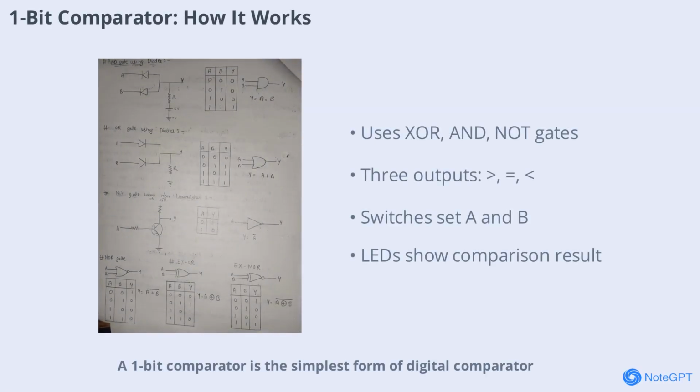The 1-bit comparator is the simplest form of digital comparator. It compares two single bits, A and B. The circuit uses basic logic gates like XOR and NOT to determine the relationship between these bits. For example, if both A and B are 0 or both are 1, the output A equals B will be high, indicating equality. If A is 1 and B is 0, the output A > B will be high, and if A is 0 and B is 1, the output A < B will be high.